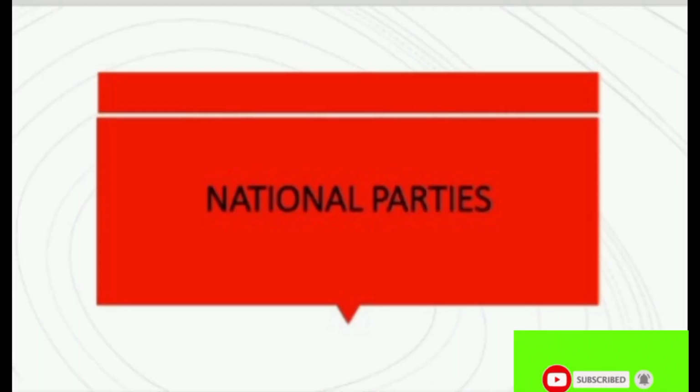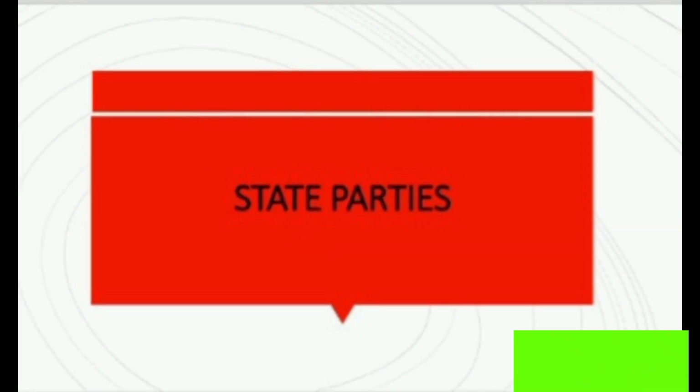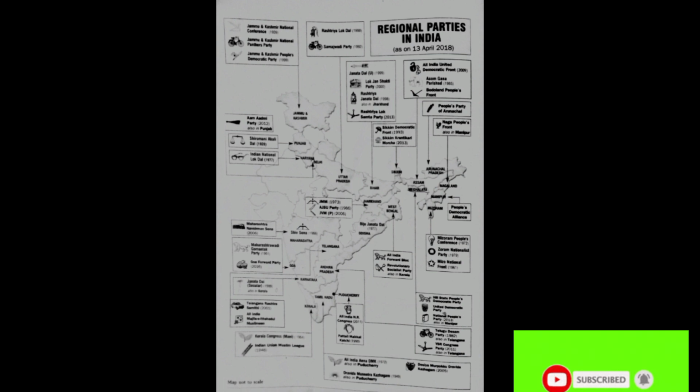Next, we can see national parties and state parties. There are a large number of political parties in India working at national, regional, and local levels. The parties recognized by the Election Commission are called recognized political parties. A unique symbol is given to these parties. Only a candidate authorized by that party can use the symbol of that party. Only the official candidate of that party can use that election symbol.